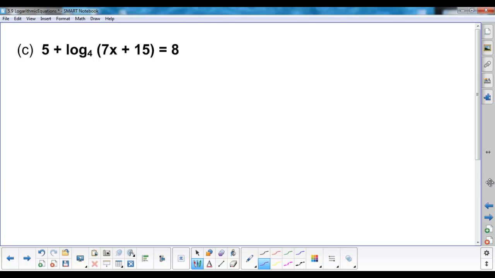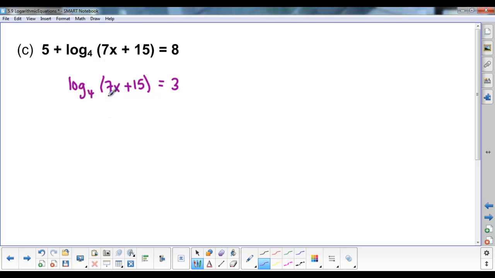In example C here, I don't see all terms written as logarithms. So what I'm going to do is keep all of the logs on one side, and I'm going to move all of the constant numbers to the other side. So this becomes log base 4 of 7x plus 15 is going to equal 8 minus 5, which gives us 3.